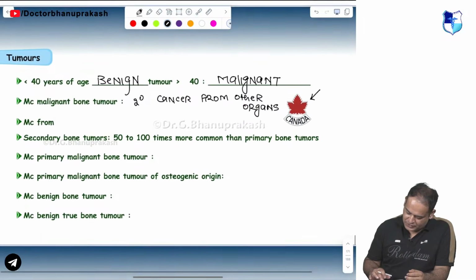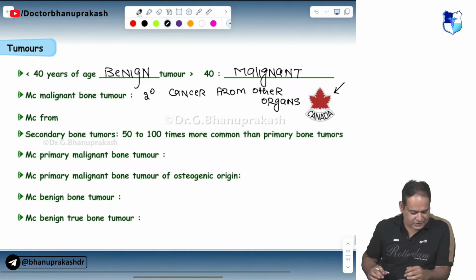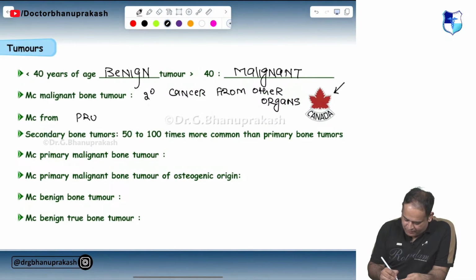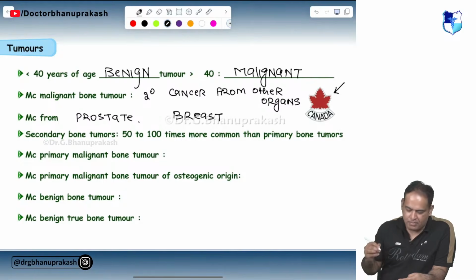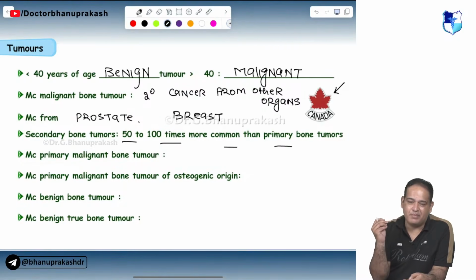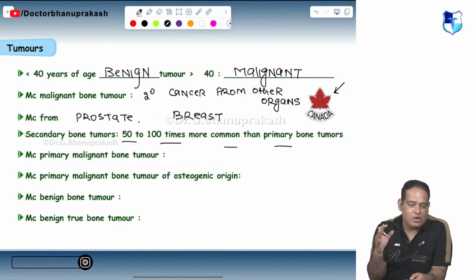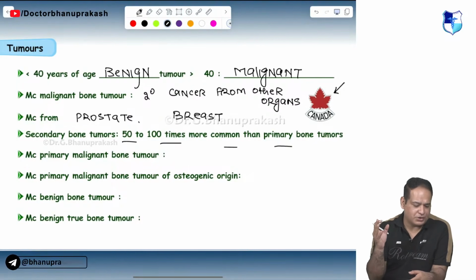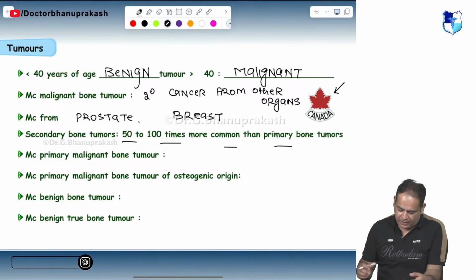Right? So secondary cancer from other organ. Okay. Now, most commonly they come from prostate, and in female they come from breast. Okay. Now, secondary tumors are 50 to 100 times more common than primary bone tumor. Bone does not have its own cancer; whenever there is cancer, it will come from somewhere outside. Cancer of the bone's own tissue is very rare.